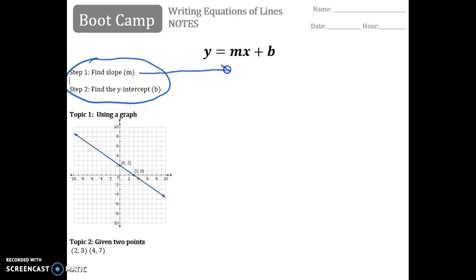Sometimes you can find the slope by counting, using your rise over your run. You can also find the slope by using a formula. If you're given 2 points, you may have seen this formula before. But those are the two common ways of finding slope. If you have a word problem, a lot of times your slope is your rate. You'll see the word per.